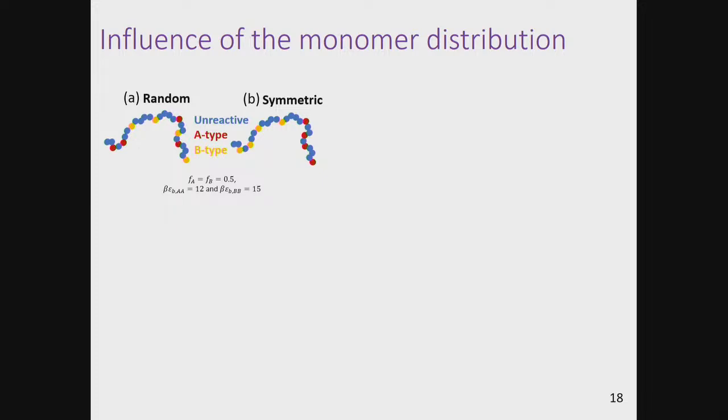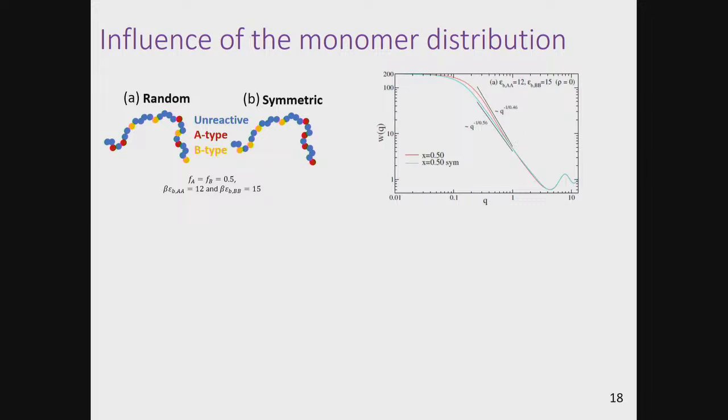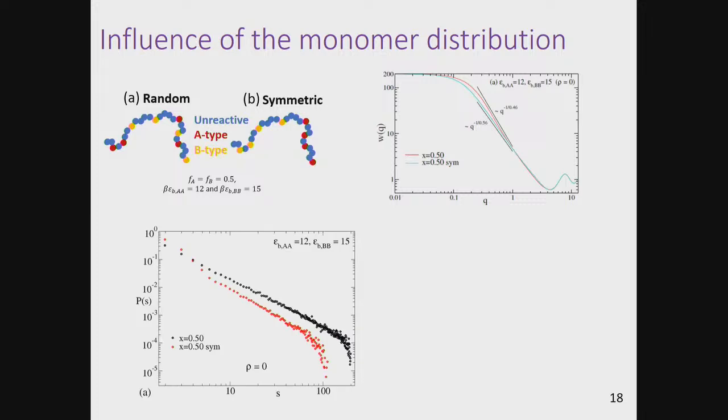So far I have discussed the consequences of orthogonal cross-linking and the influence of monomer composition. But what happens if I change the distribution of these monomers? In this case I have randomly distributed A and B monomers, and in this case they are arranged in a diblock fashion. What you see is that there is a drastic difference in the form factor exponent. In the symmetric case, there is an extended conformation. So why is it happening?